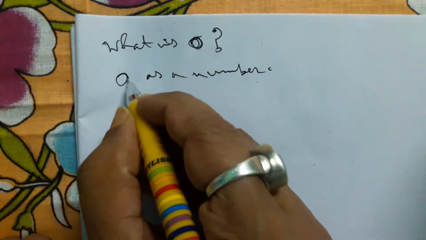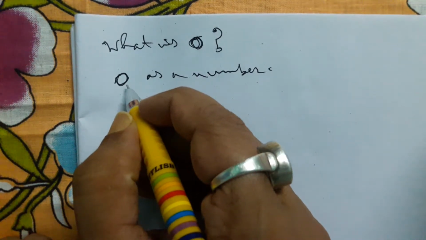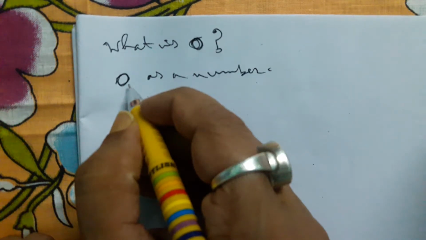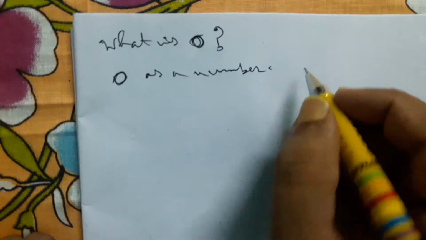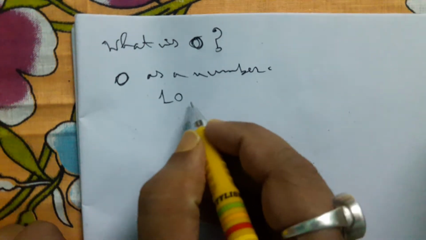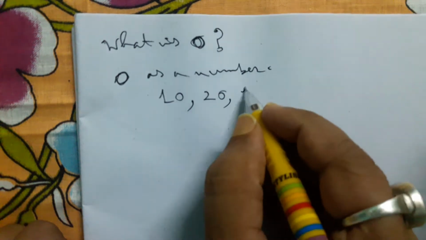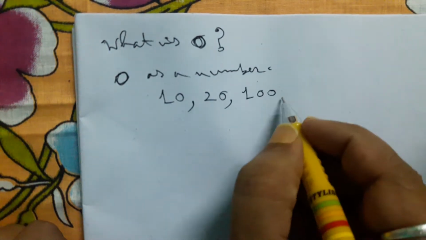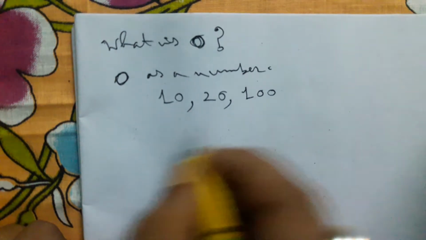so this number helps any digit number to increase their digit. If we make combinations of 1 with 0, we find 10, 2 with 0, 20, and 1 with double 0, that means 100. So in this way we can increase any kind of number.